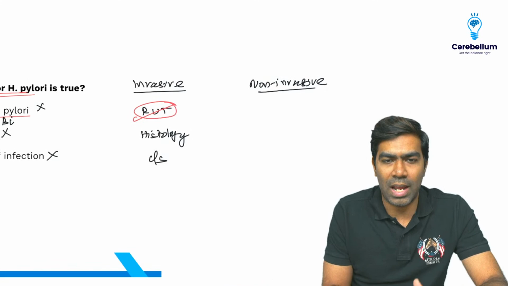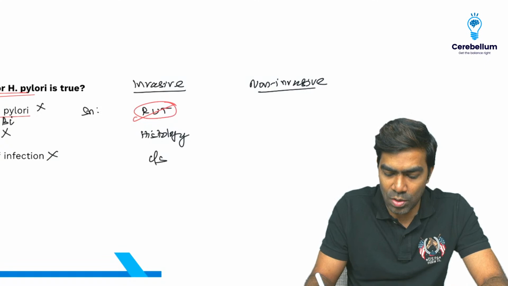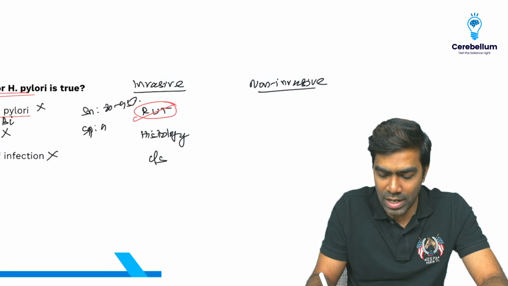So what is the sensitivity and specificity of the rapid urea test? Sensitivity is around 80 to 95%, and specificity is approximately 95 to 100%, which means it's almost 100% specific in certain situations.